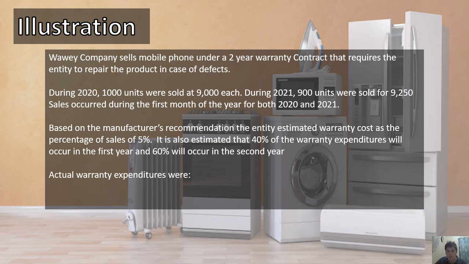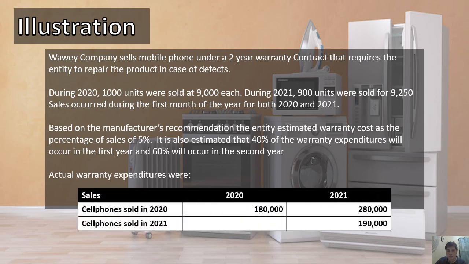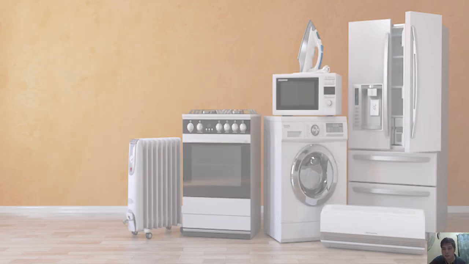And these are the warranty expenses. Based on the sales made in 2020, the actual warranty expenditure is 180,000, and during 2021, based on the sales made in 2020, the actual expenditure is 280,000. And according to sales made in 2021, the actual expenditure for 2021 is also 190,000 pesos.